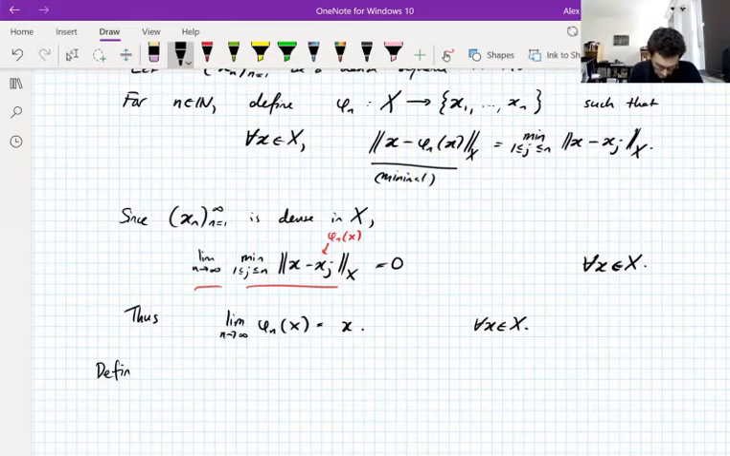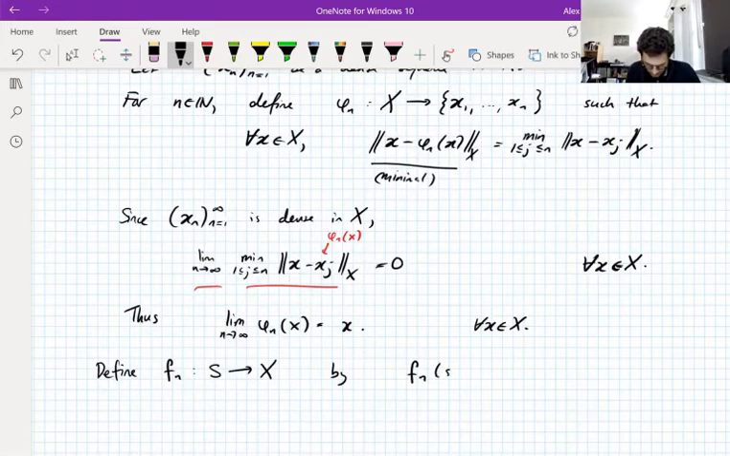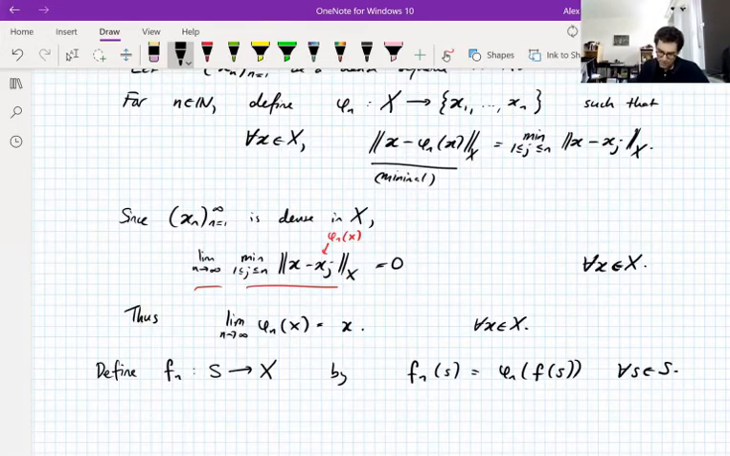We use this to define our simple functions. We need to show that there are simple functions that are approximating f. Remember, we're showing that f is strongly measurable. So we define fn by fn of s is equal to phi n of f of s. So what's happening is that f of s is a vector in x, and phi n of that vector is the closest vector in the first n of the sequence. So we're kind of collapsing the function down to the first n elements of the sequence in some way.